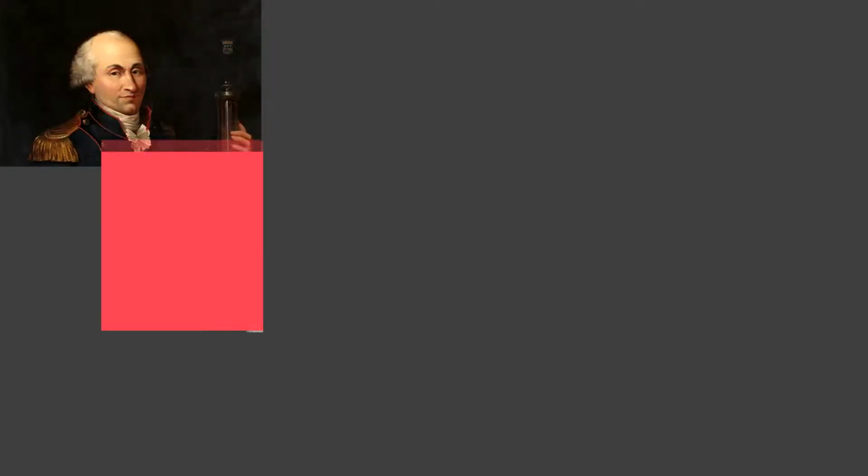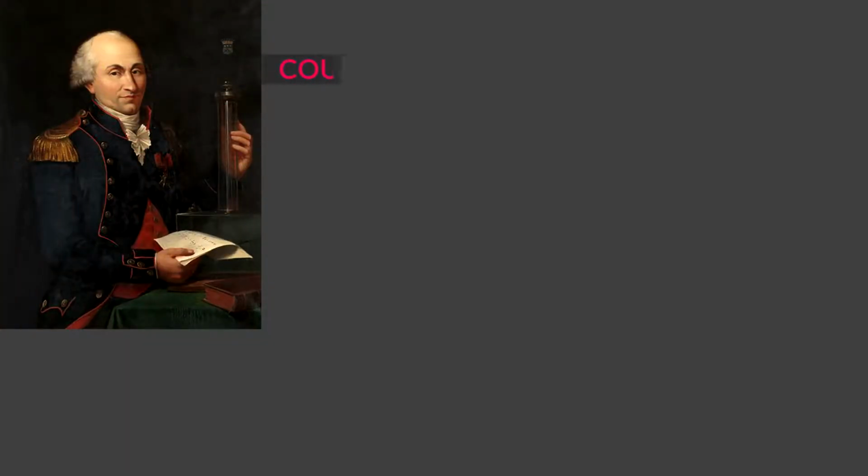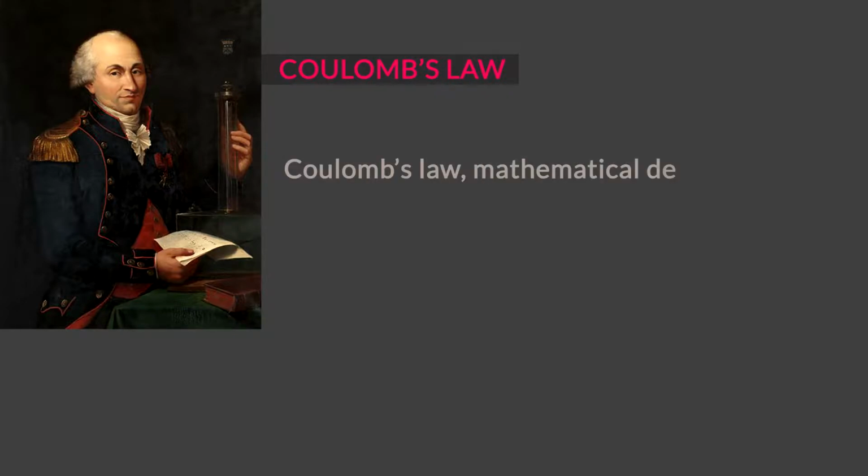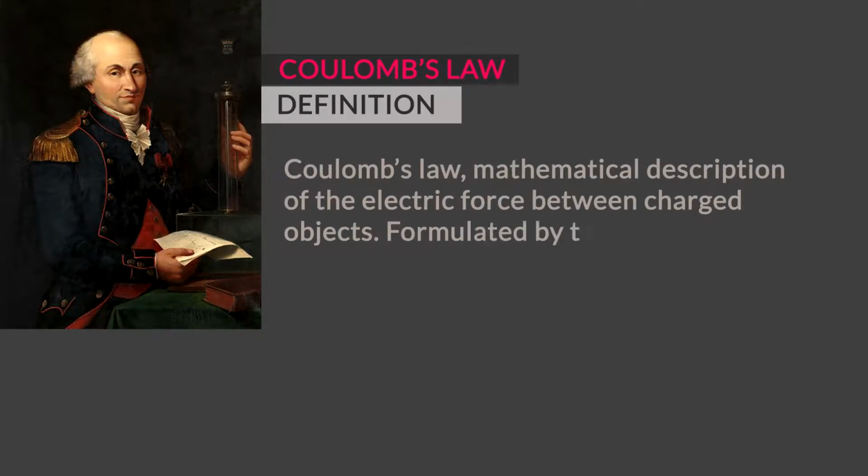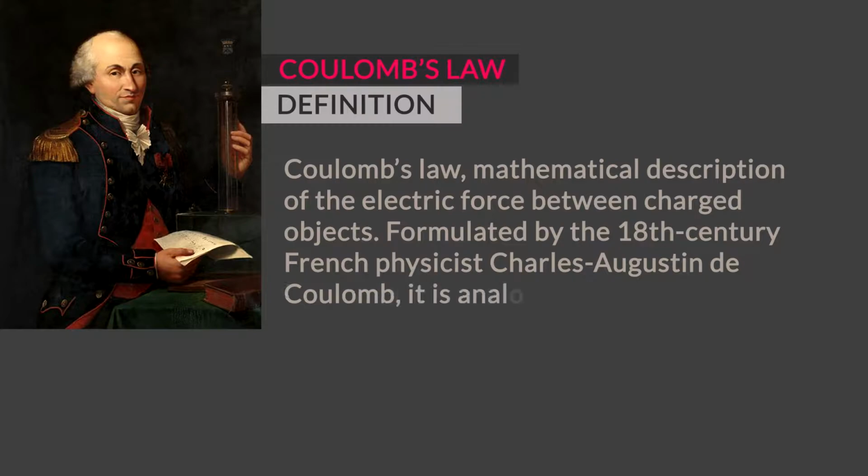So now that you had a brief background check of the lawmaker Charles Augustin de Coulomb, let's go to the law. Now let's define Coulomb's law. Coulomb's law is the mathematical description of the electric force between charged objects, formulated by the 18th century French physicist Charles Augustin de Coulomb. It is analogous to Isaac Newton's law of gravity.